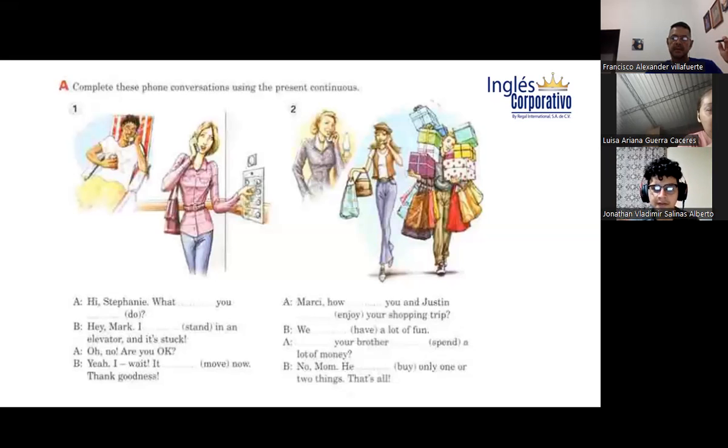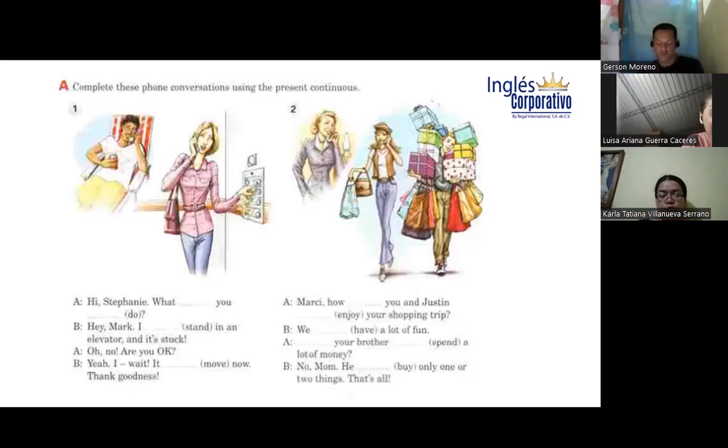Aren't your brother spending a lot of money? It's singular, brother. Oh, okay. Is your brother spending a lot of money? Yes. Is your brother spending a lot of money? Is, because it's singular. Is your brother spending a lot of money?